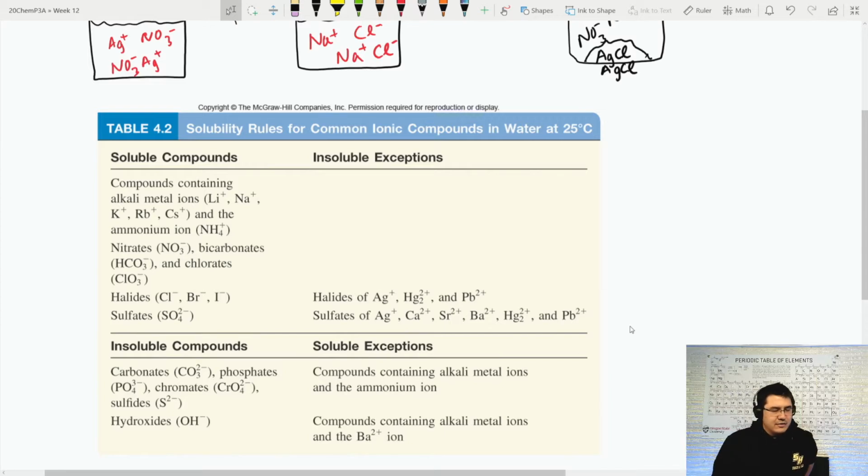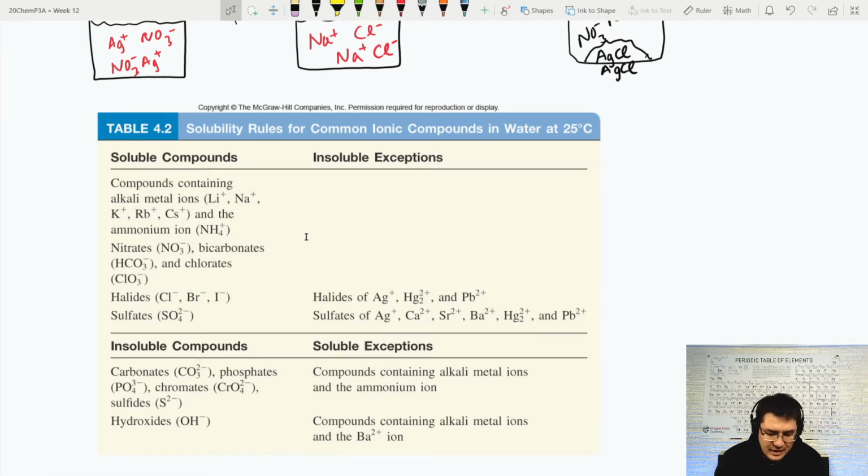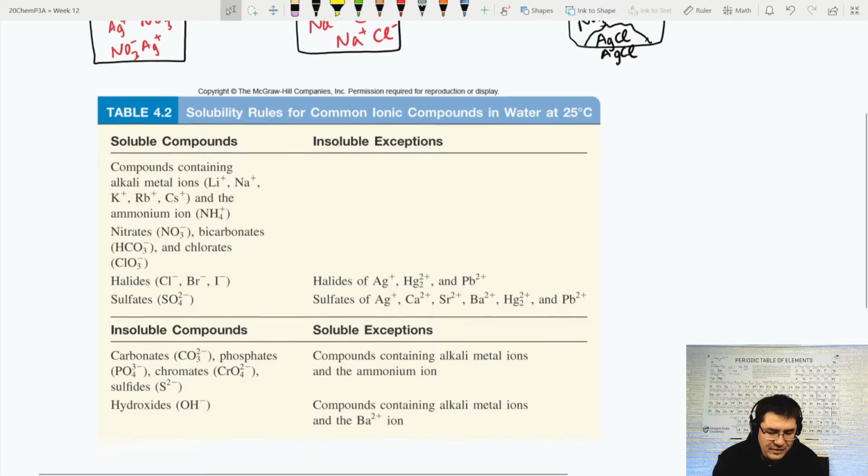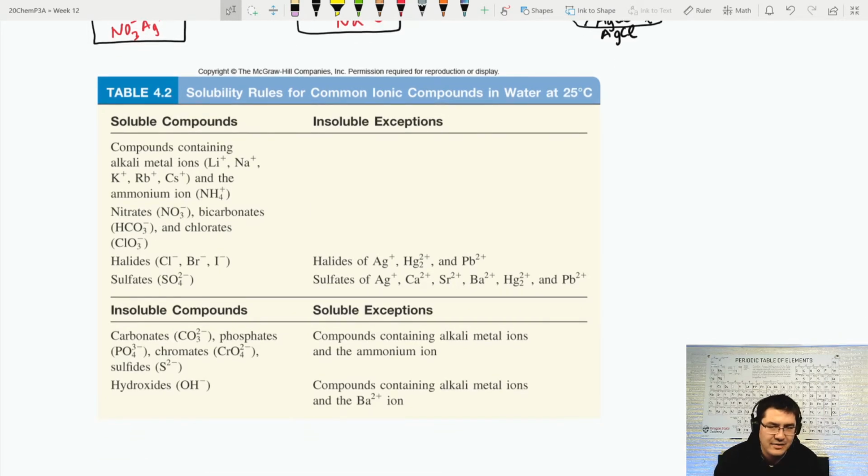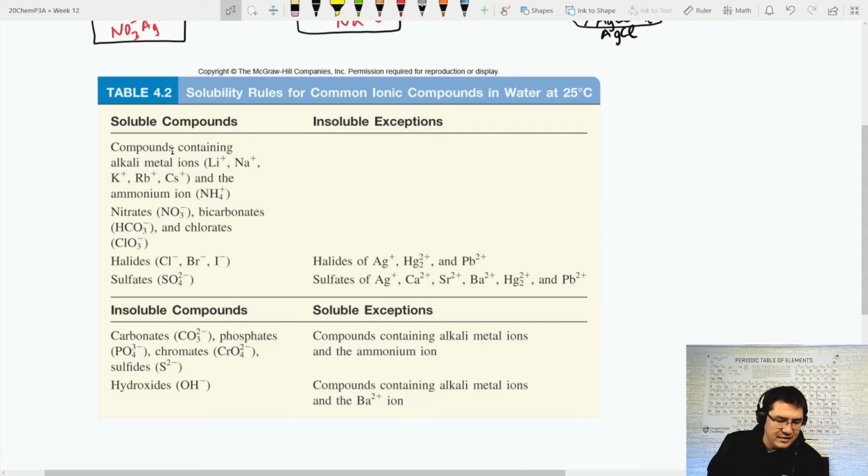So most chemistry textbooks, and I know you guys don't have one, but most chemistry textbooks have this table when we talk about chemical reactions and solutions, and they all look pretty similar. So what this is, is a list of different ions, and when they form compounds, whether they're soluble compounds or insoluble compounds. So the soluble compounds are listed at the top. Okay, so things that contain lithium, sodium, potassium, rubidium, or any alkali metal which is the group 1 metals, and the ammonium ion are always soluble. There are no insoluble exceptions.